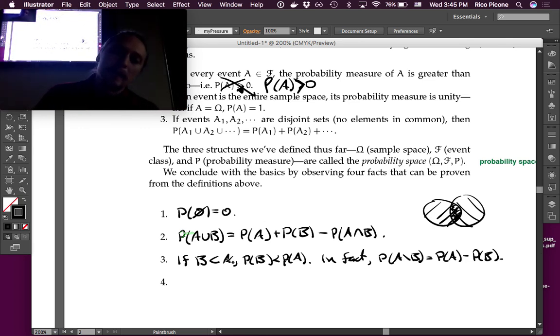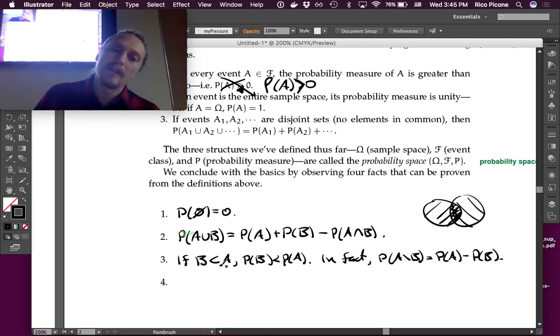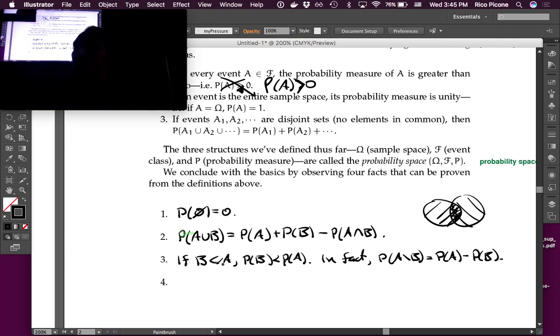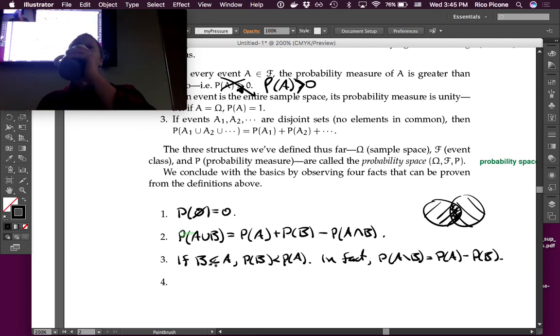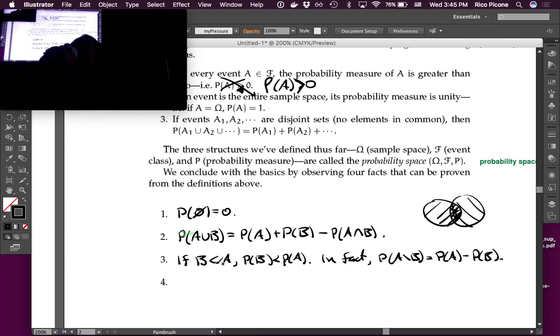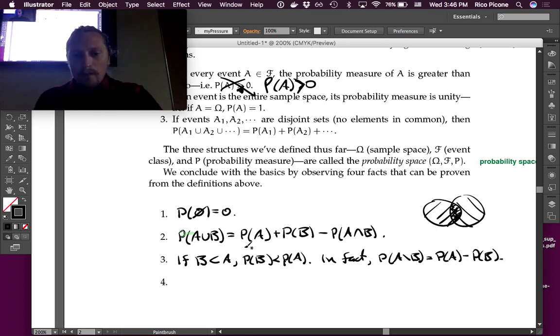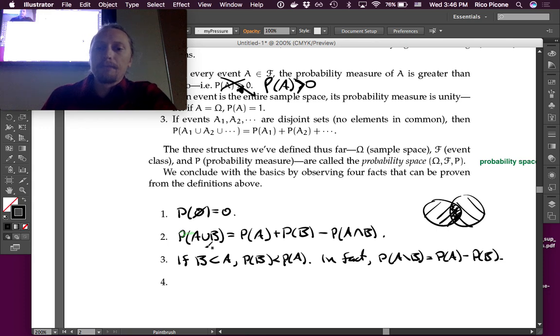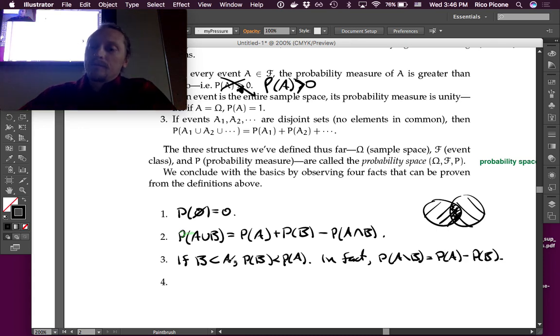So this is a strict subset, right? What do we call it? A proper subset. That means that A has more possibility, and there are more potential outcomes that are in A. Therefore, it has to have a greater probability. So, yeah.